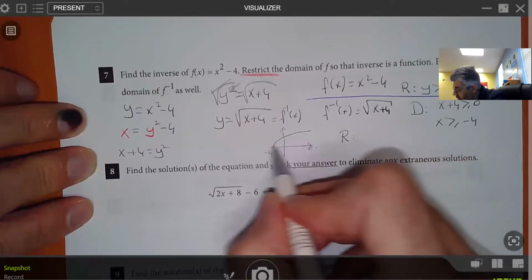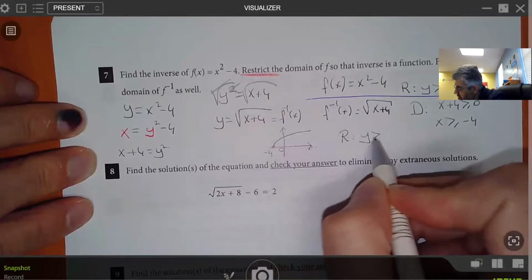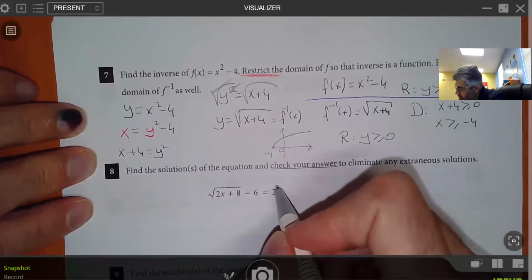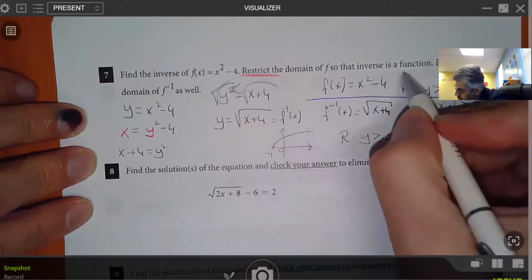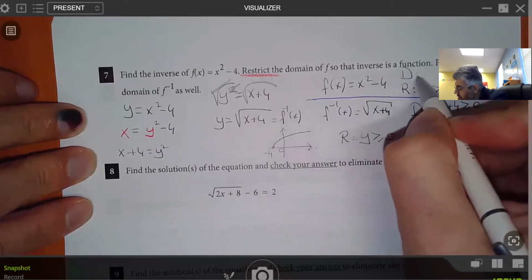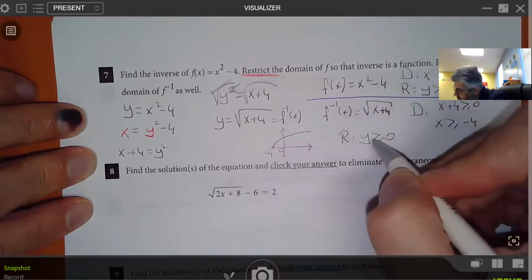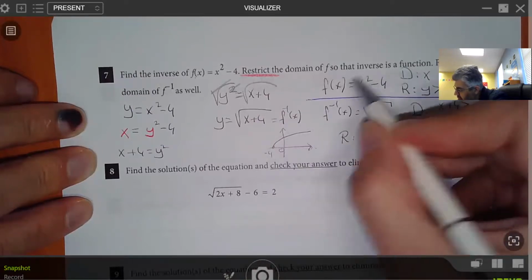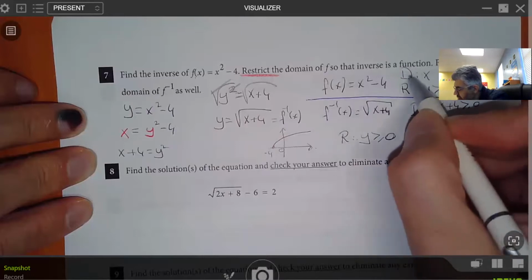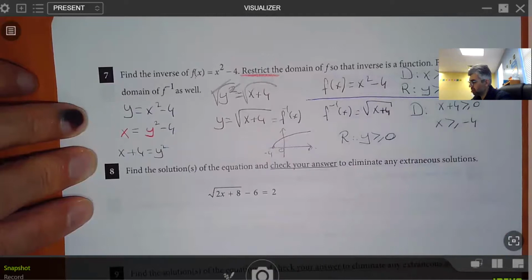Range, as you see, the minimum value is 0, so range will be y greater than or equal to 0. The range of the inverse function must be the domain of the function. So y greater than or equal to 0, but since it's the domain, I write it in x. This part is the same, x bigger than or equal to 0.